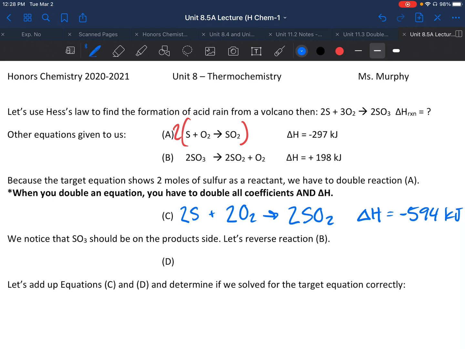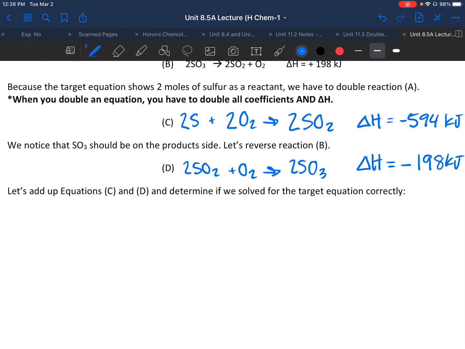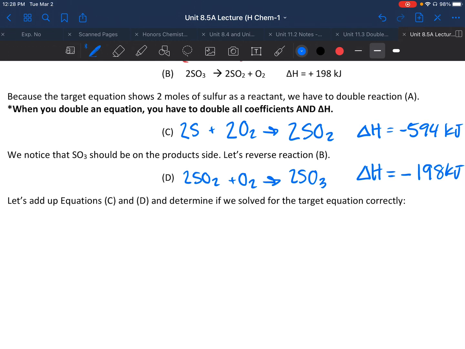As I'm looking at reaction B, I notice right away that SO3 is on the reactant side when it should be on the products for my target equation here. And so I'm going to go ahead and reverse the equation. If I were to reverse it, I now have 2SO2 and O2 as reactants, and then I have 2SO3 as my product. And when you reverse a reaction, I'm flipping the sign now to negative 198 kilojoules. Now, I'm going to see if I have done enough work.